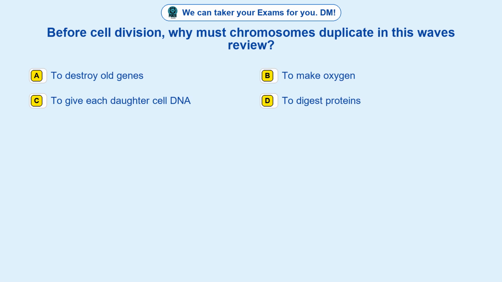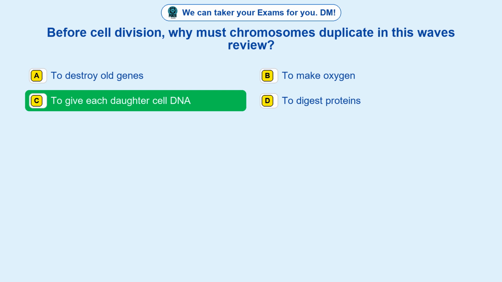Question 4. Before cell division, why must chromosomes duplicate in this waves review? Option A, to destroy old genes. Option B, to make oxygen. Option C, to give each daughter cell DNA. Option D, to digest proteins. The correct answer is option C, to give each daughter cell DNA.